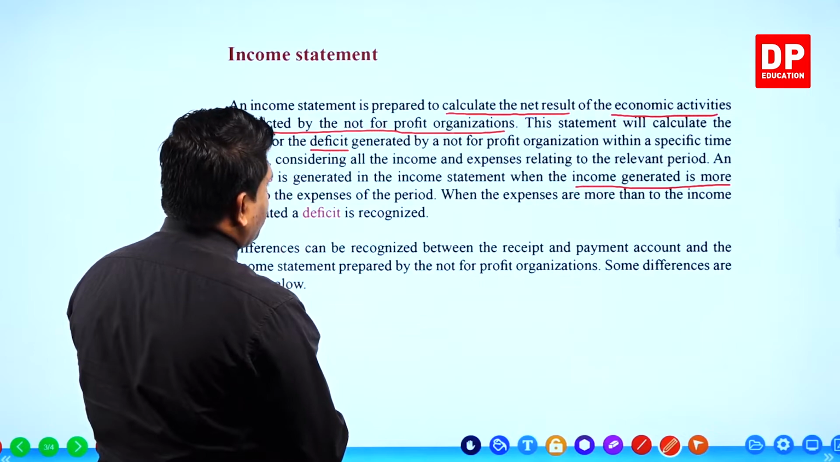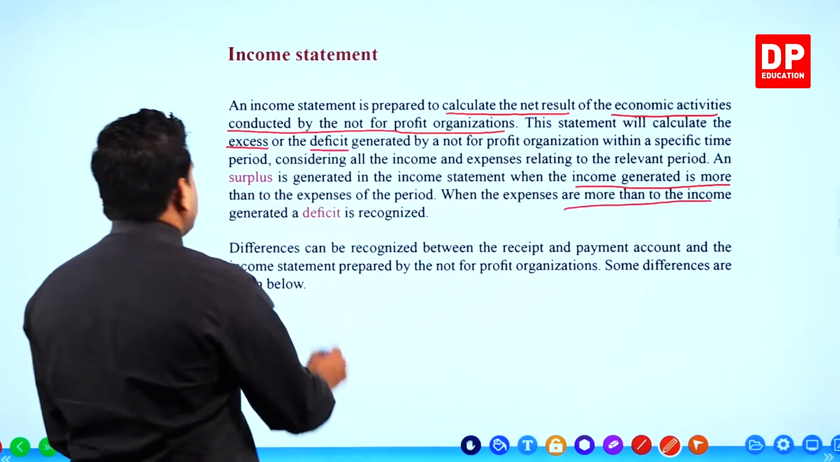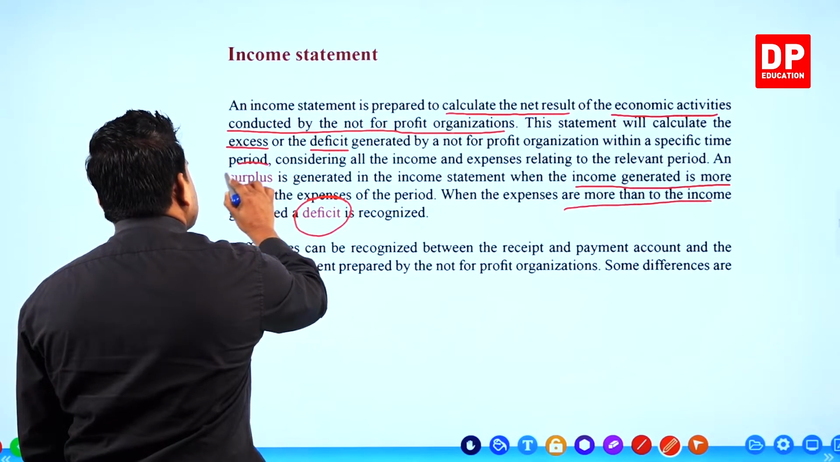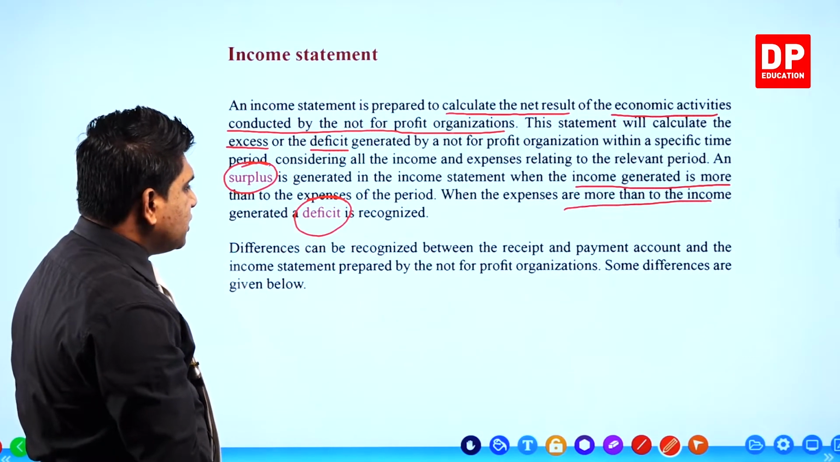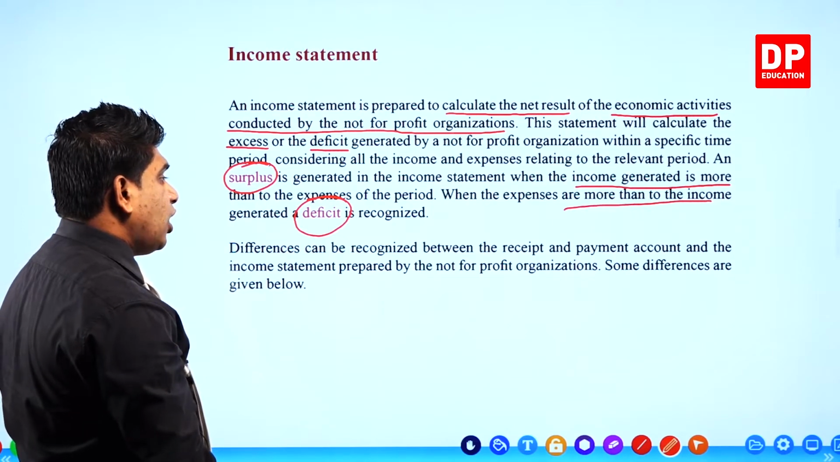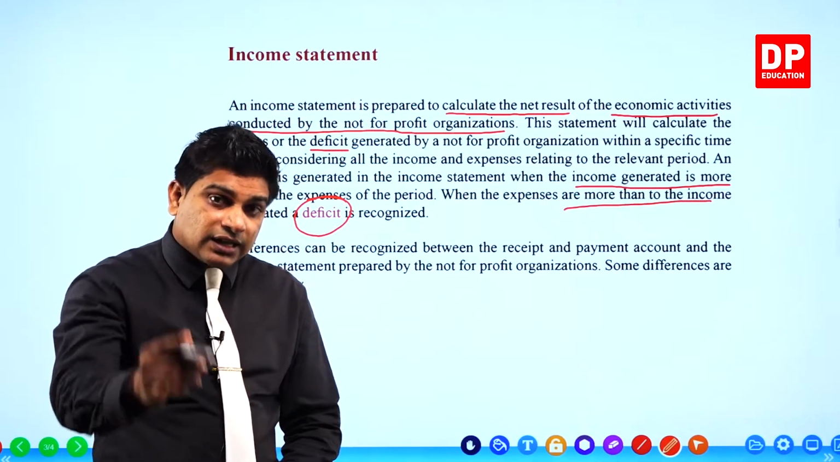When the expenses of the period are more than income, there you can see a deficit. Here, surplus. Differences can be recognized between the receipts and payment account and the income statement prepared by the not-for-profit organization. Some differences are given in the next slide.